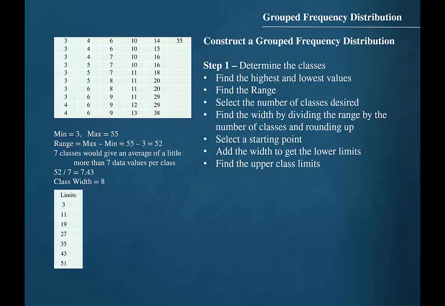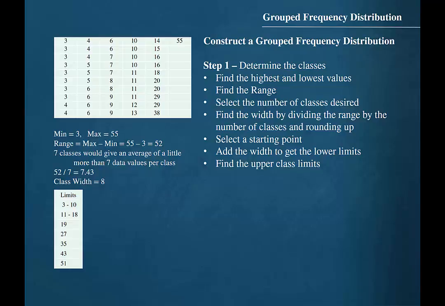Find the upper class limits. Since our data values are whole numbers, we will subtract 1 from the lower class limit of the second class to find the upper class limit for the first class. 11 minus 1 is 10. We could continue to subtract 1 from each of the lower class limits to find the upper class limit for the previous class. 19 minus 1 is 18.